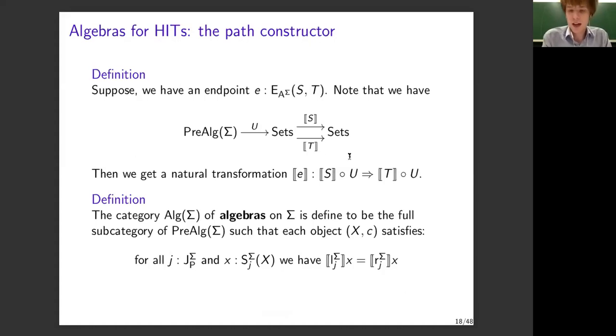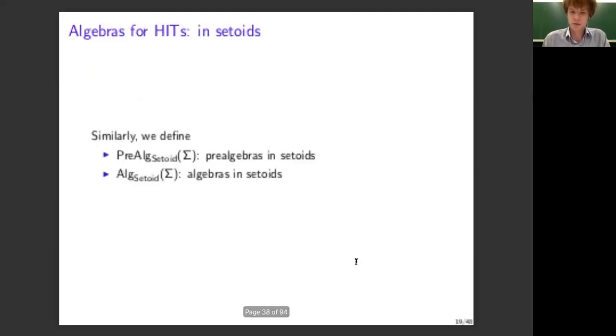And now we can define algebras. So we define the category of algebras as a full subcategory of pre-algebras. And in the category of algebras, each object xc needs to satisfy the following rule. That just says that for each label of the path constructors and each argument, we have this equality. So that is the equality described by the path constructor.